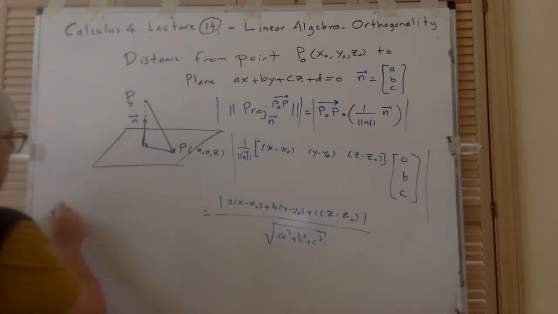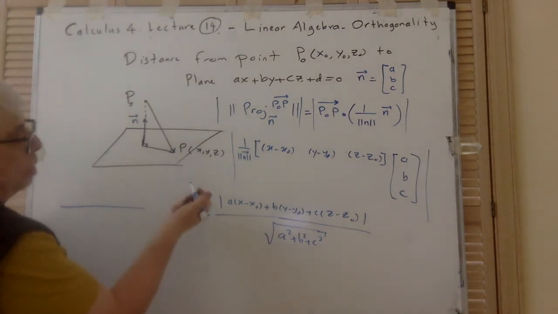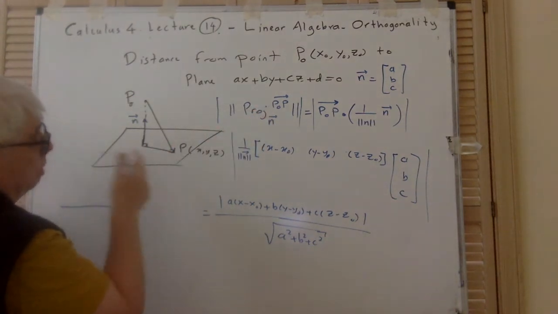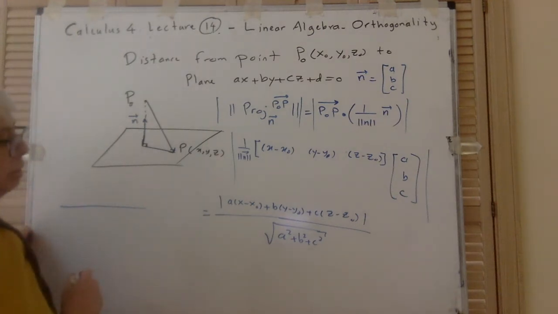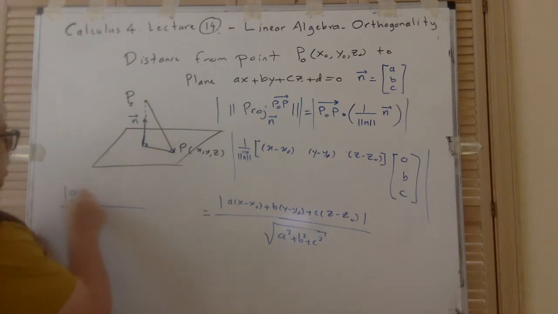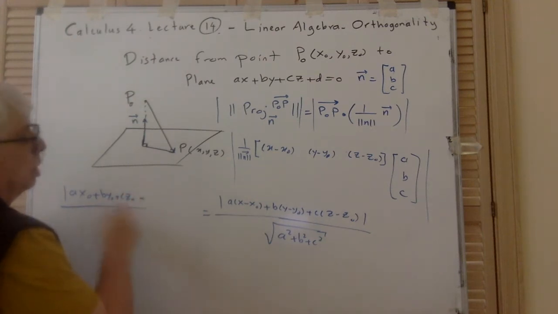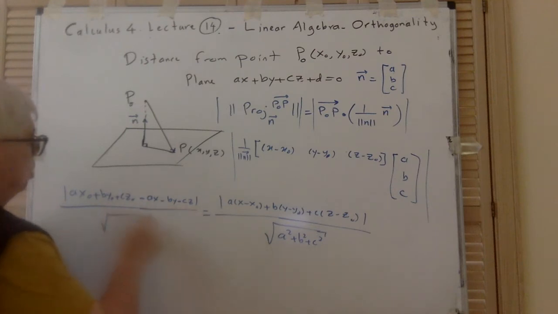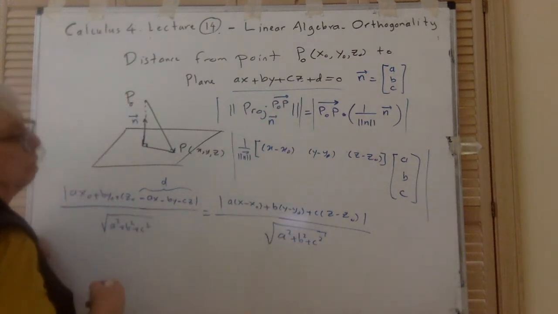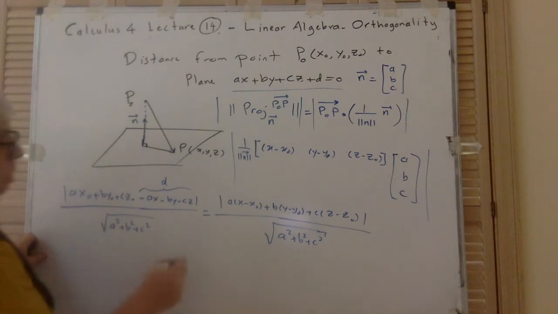So I can write this in this form. I can flip this thing. In fact, I could have written P0P. If I flip all of them, it's like multiplying all of them by negative. So I have A x0 plus B y0 plus C z0, and I have minus ax minus by minus cz, and the denominator is the square root of a squared plus b squared plus c squared. Now this guy here is d, in fact. You see, it's here. So the equation becomes this version right here.